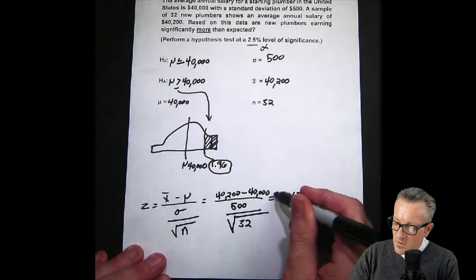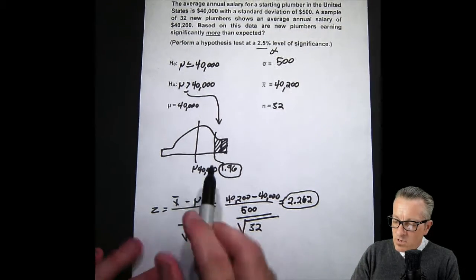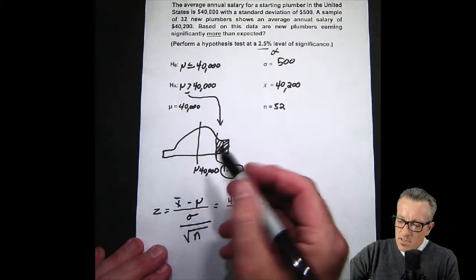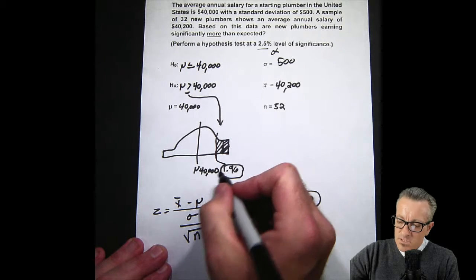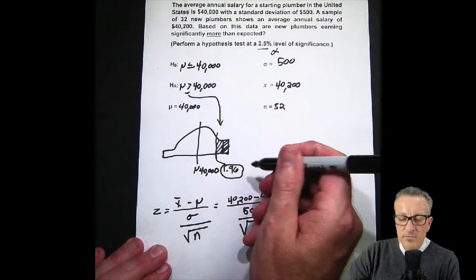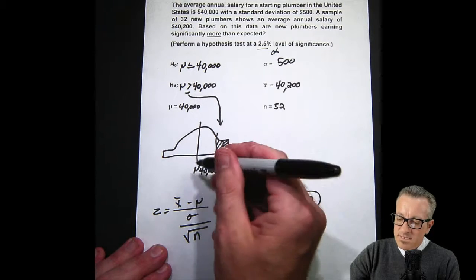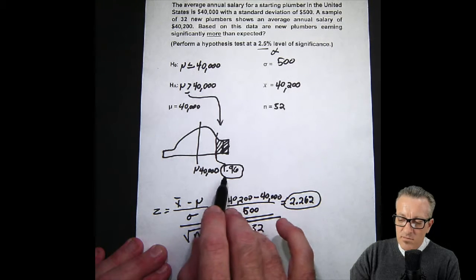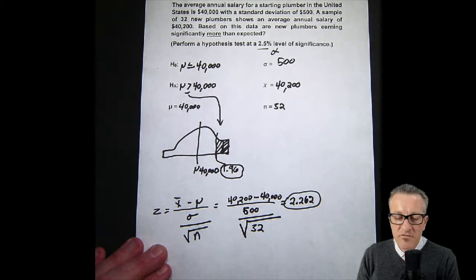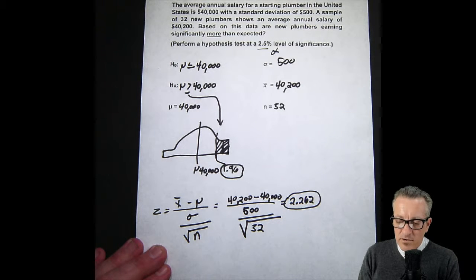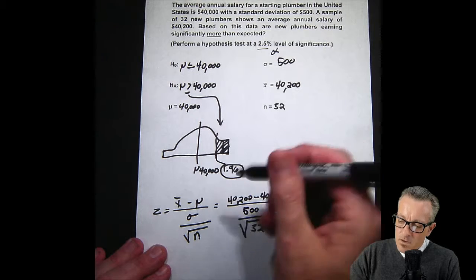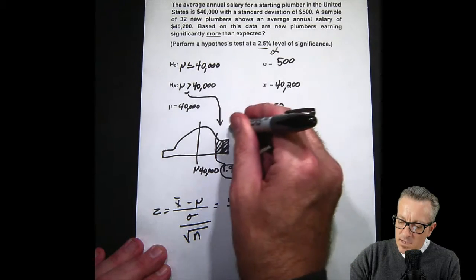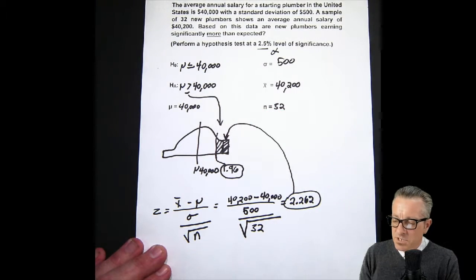Okay, so now we need to figure out where this goes. When we're looking at our distribution, the actual Z-score gets larger as we get away from the mu, or the center of the distribution. So as we go out, the Z-score values increase, and of course the Z-score values are a representation of standard deviations away from the mean. So when we look at 2.262, we understand that it is inside of our rejection zone.